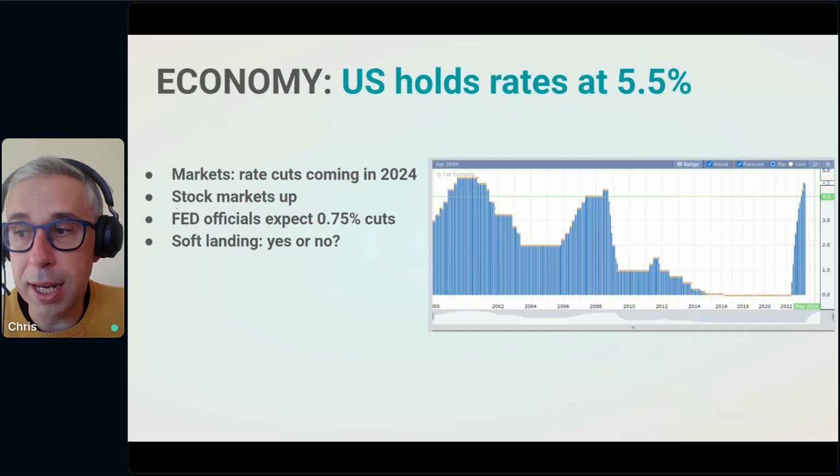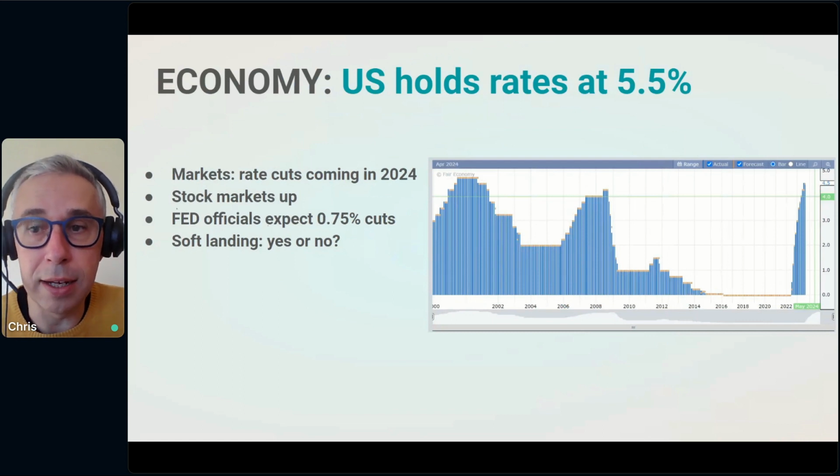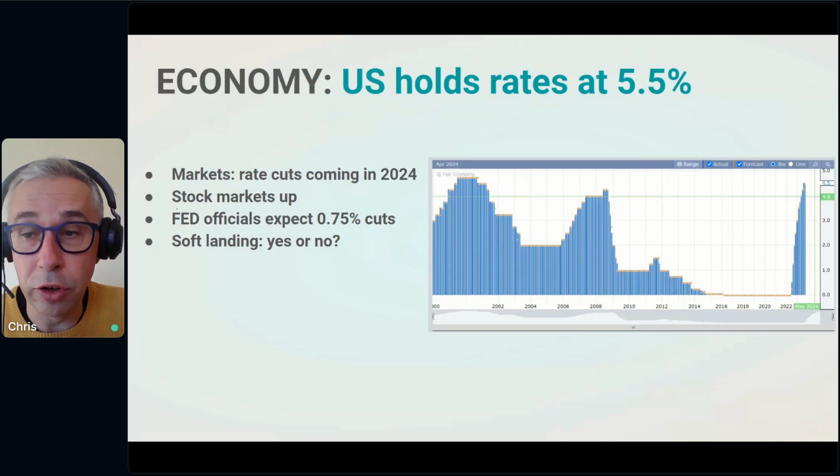Some economists say that the economy remains resilient, considering the higher interest rates. So some are more confident about the prospect of a soft landing. Of course, they also know it's not a guaranteed thing at all, because inflation remains above 2%. But yes, we have seen quite a resilient economy.